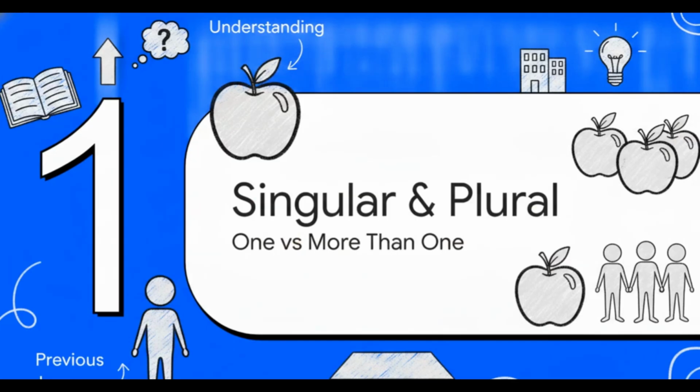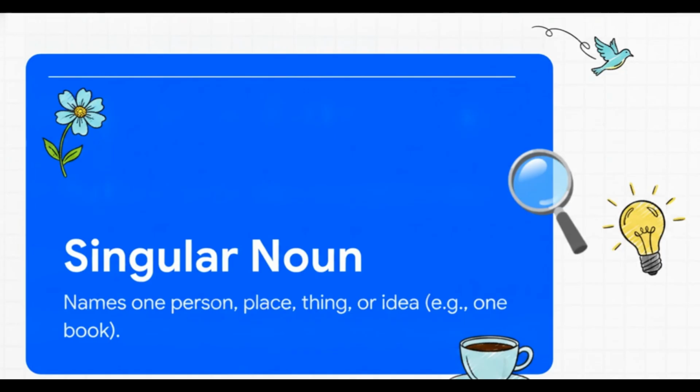Section 1, singular and plural basics. Understanding one versus more than one. Now, remember, in our last explainer, we learned exactly what a noun is, right? So let's build right on top of that. A singular noun is a word that names exactly one person, place, thing, or idea. Think of the word singular as literally just meaning one. For example, one book, one student, one apple. The absolute key takeaway here: singular equals one.